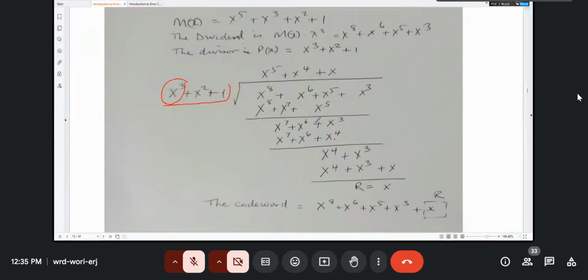Yeah. So you divide by this, it becomes x to the power of 4. So we have x to the power of 4 and plus x to the power of 3. I was thinking like I'm bringing 2 of these. So x to the power of 3, so this becomes x to the power of 4 plus x to the power of 3 plus x. So this cancels out and we end up with x. So our final code word, the one we are going to transmit, is x to the 8 plus x to the 5 plus x to the 3. That's our original message. And in this case, concatenation is just adding the remainder, which is x.